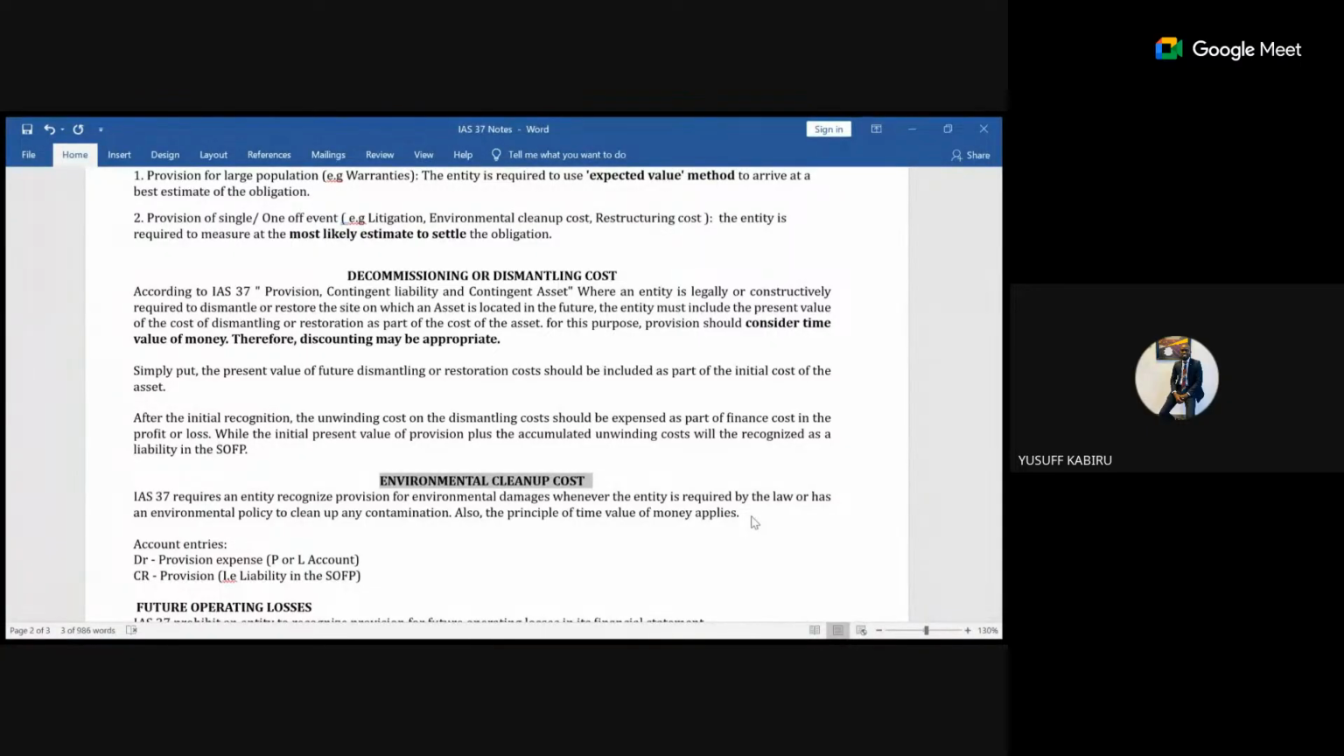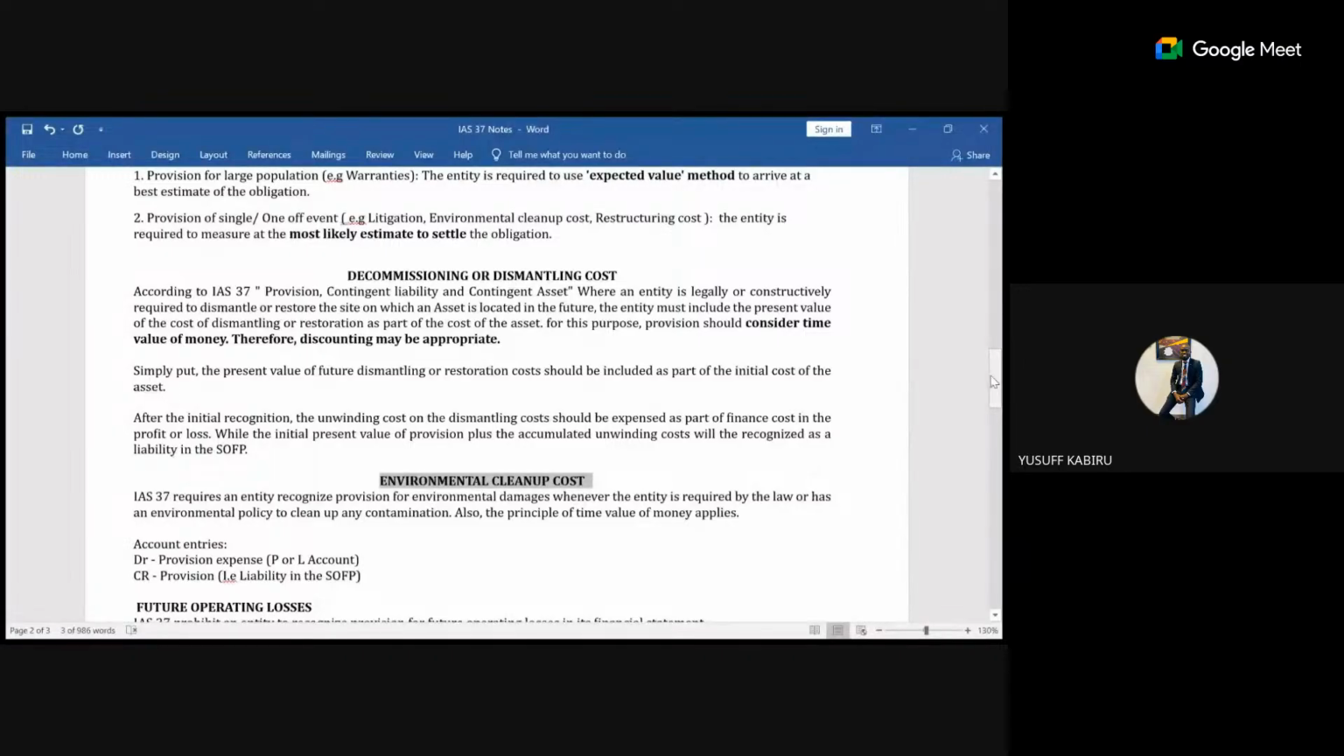But the major difference between environmental cleanup costs and decommissioning cost is that you are not going to capitalize environmental cleanup costs. That's why I quickly showed the accounting entries here. The accounting entries is you are just going to debit provision, P or L account, then credit your liability. Environmental cleanup cost is somehow related to decommissioning cost.